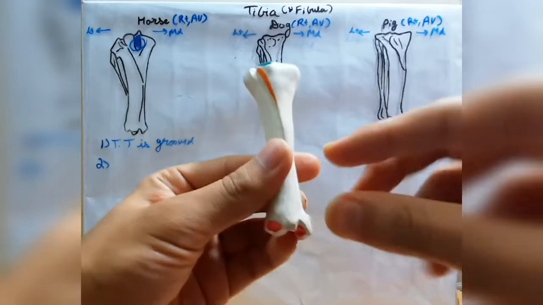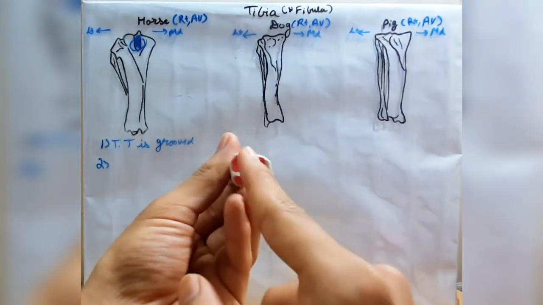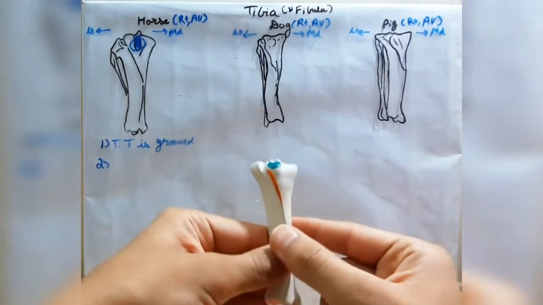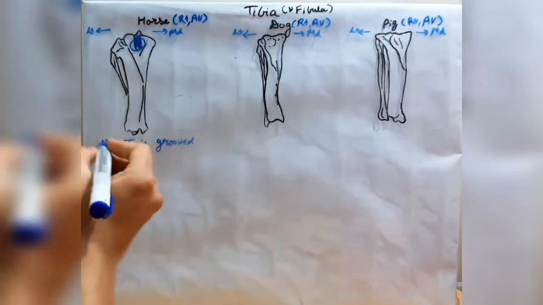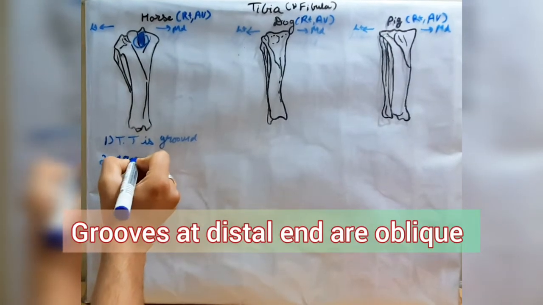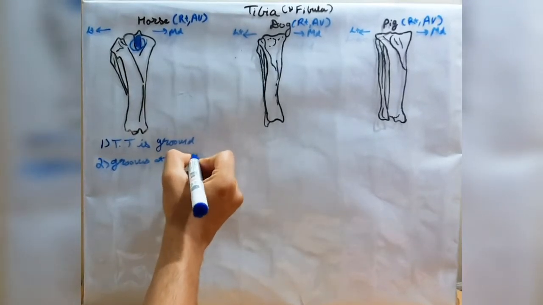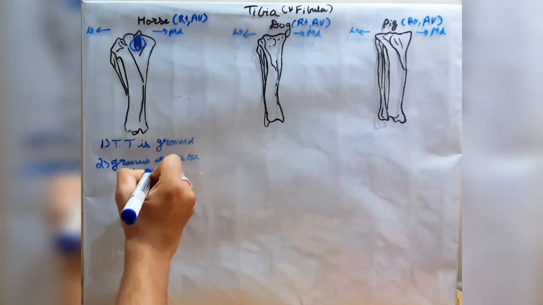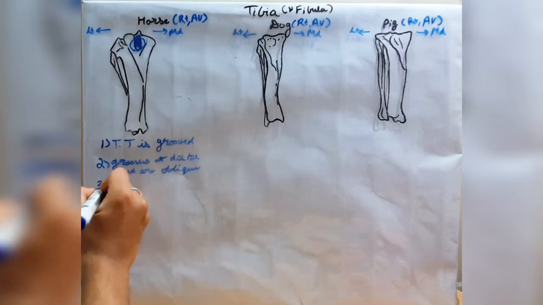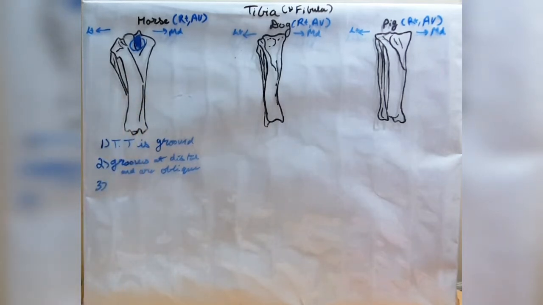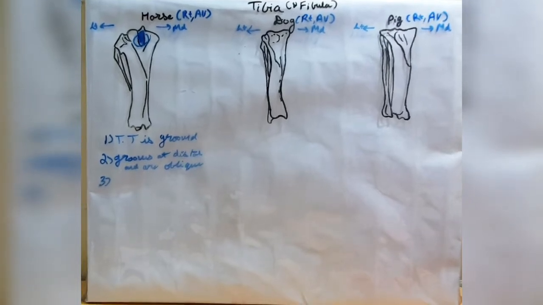Now the second point is that the grooves here, I hope you can see, the grooves at the distal end are oblique in case of tibia of horse. Grooves at distal end are oblique. Okay, now the third feature is that both malleolus in case of horse are fused at the distal end.